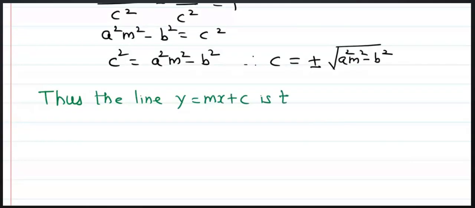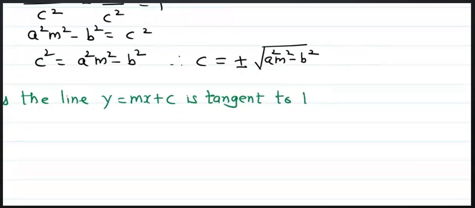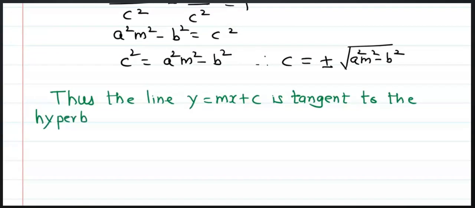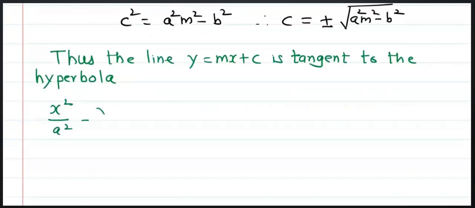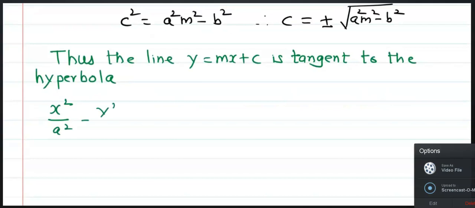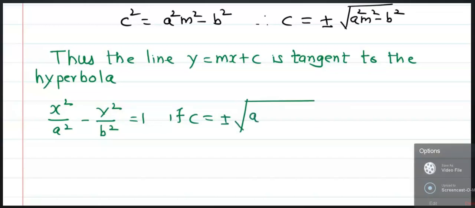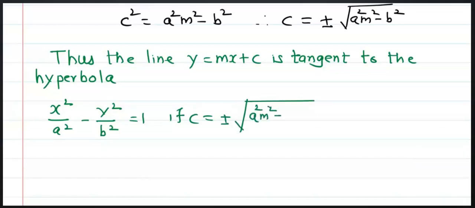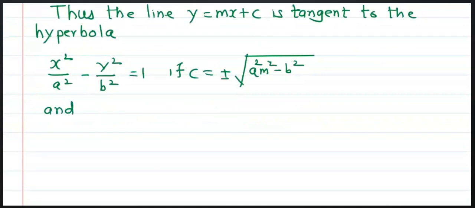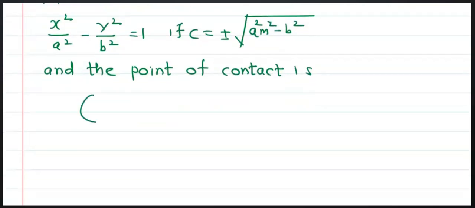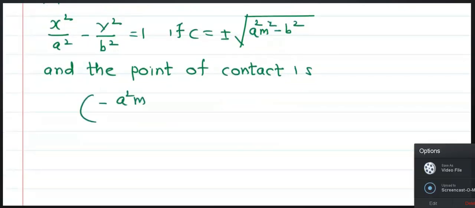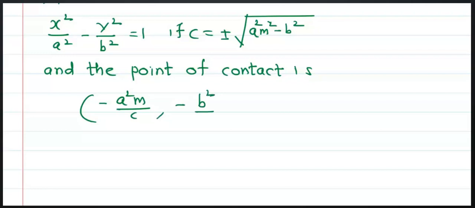Thus, the line y is equal to mx plus c is tangent to the hyperbola x square upon a square minus y square upon b square is equal to 1 if c is equal to plus or minus the square root of a square m square minus b square, and the point of contact is minus a square m upon c, minus b square upon c.